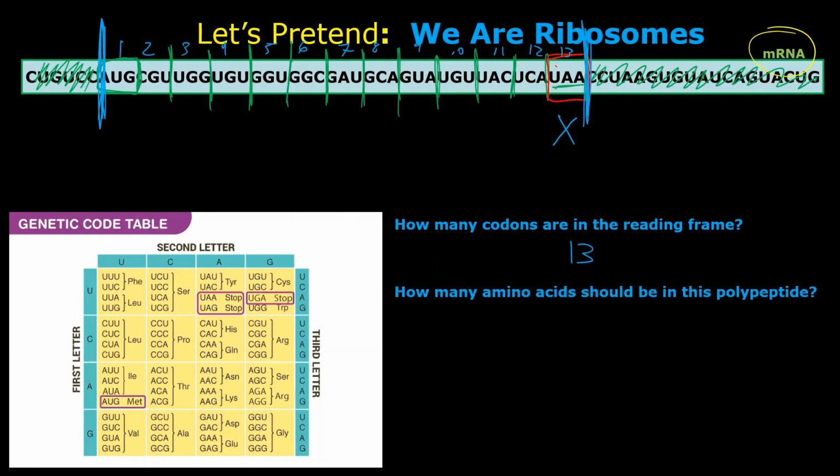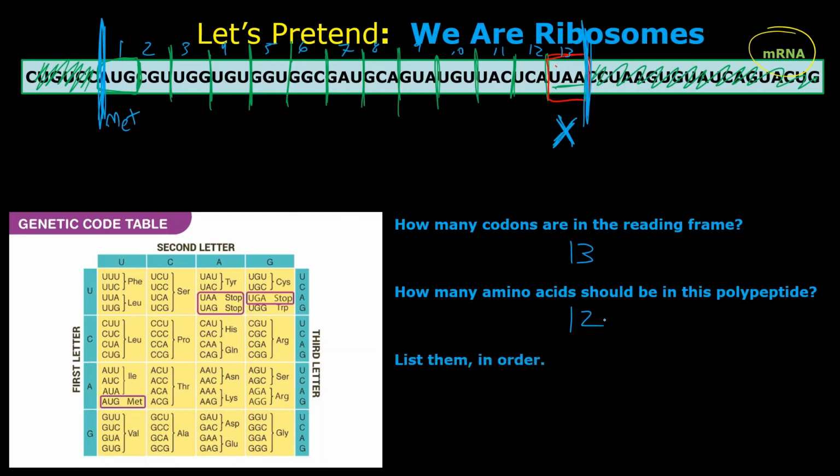How many amino acids will there be in this polypeptide we're about to build? Well, remember again, stop means stop. Now start will put in a Met. We're fine with that, and so will all the other codons. They will put in their own amino acids. So how many amino acids should be here? One less, 12, because the stop doesn't code. It's still a codon that's in the reading frame, so we have 13 codons in the frame, but only 12 of them actually code for an amino acid.